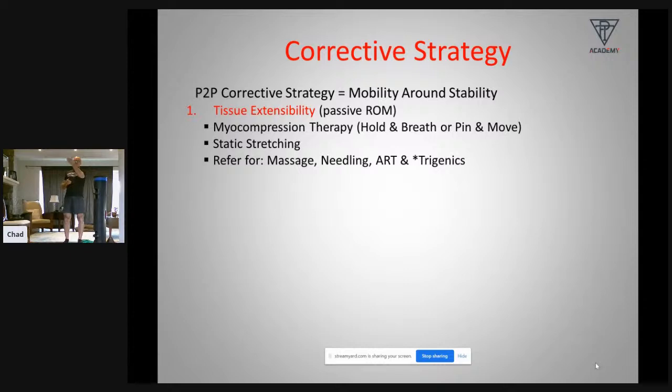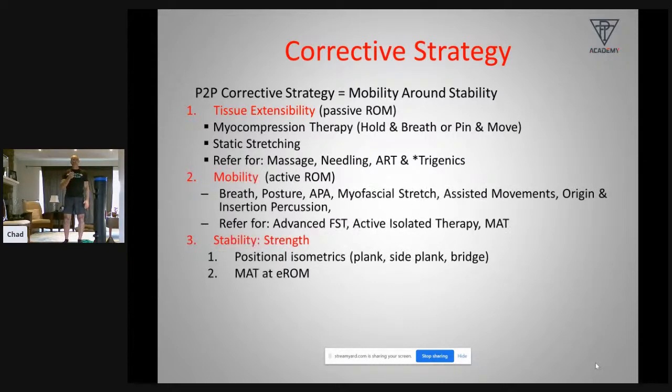But there are certain techniques that are not uncommon to see in this area. So again, you can see I've got techniques that a lot of people can do on their own, and then there's techniques, for example, that should be referred out. Same idea applies here. You have tissue extensibility, active range of motion, which is what we're calling mobility, and stability would be more of these positional isometrics or strength loading patterns, so loading a movement pattern.